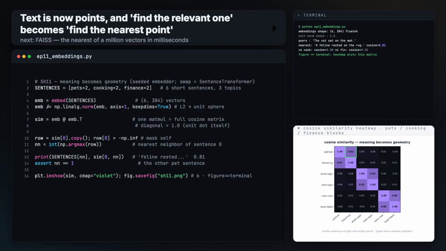Text is now points, and find the relevant one is now find the nearest point, which is great until you have a million points and a brute force scan gets too slow. Next episode, FAISS, the index that finds nearest neighbors in milliseconds.